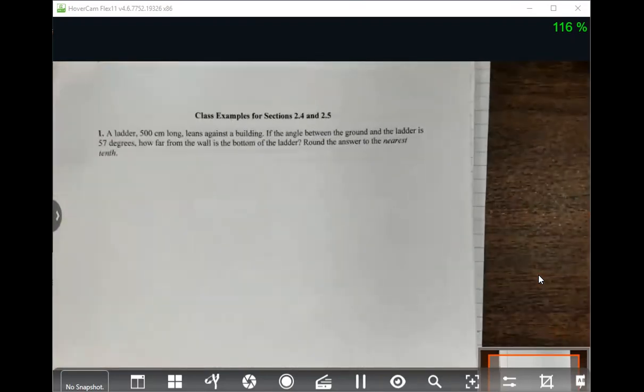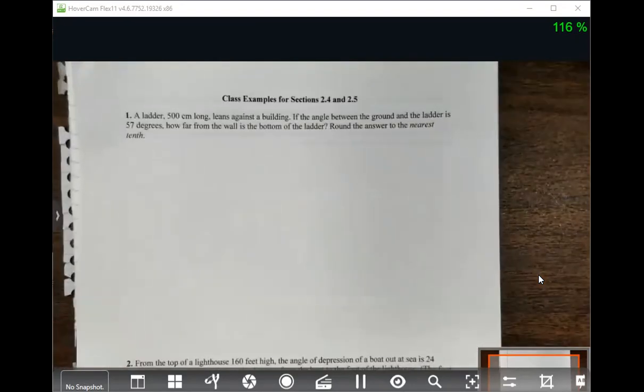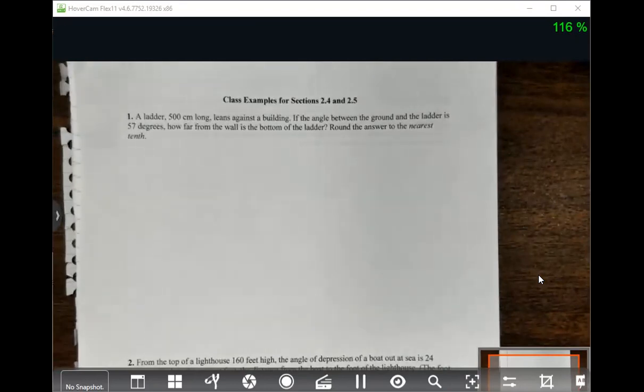Here's my first one. A ladder 500 centimeters long. I don't know who measures ladders in centimeters. That's already dumb. A ladder 500 centimeters long leans against the building. If the angle between the ground and the ladder is 57 degrees, how far from the wall is the bottom of the ladder? Round your answer to the nearest tenth, I guess tenth of a centimeter.